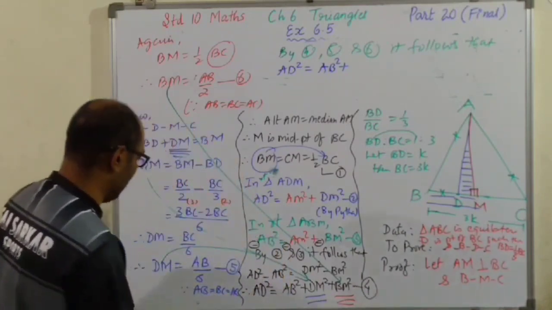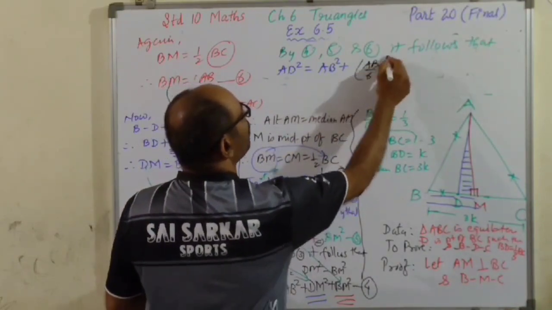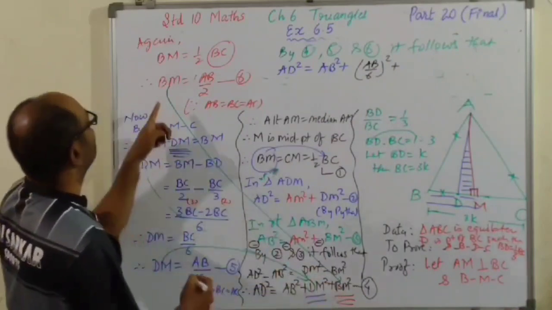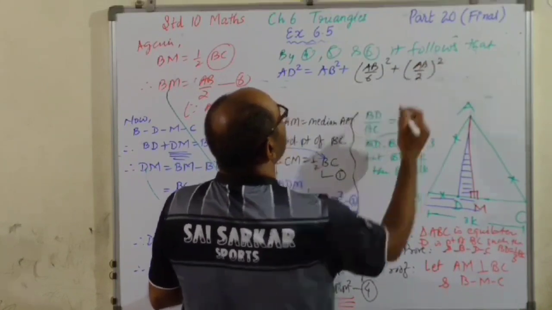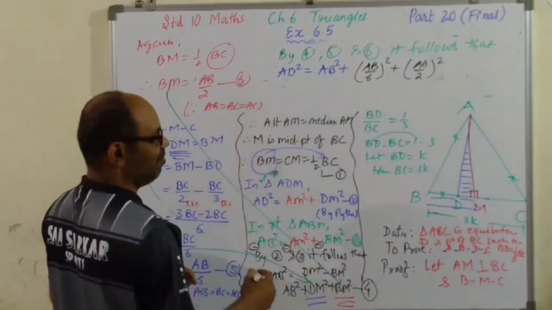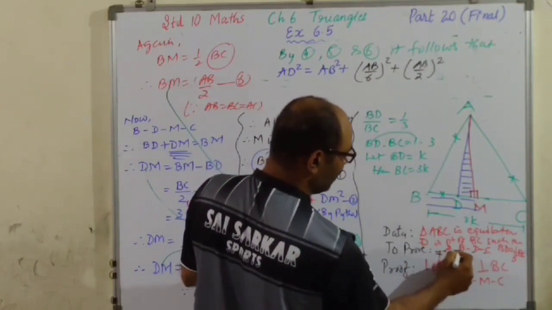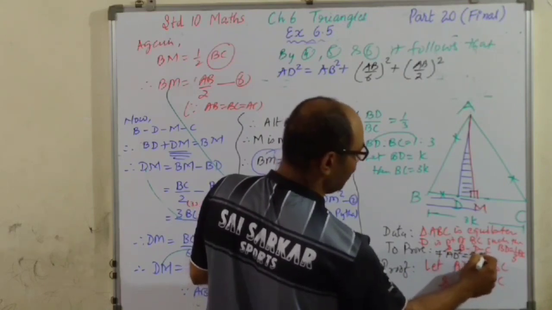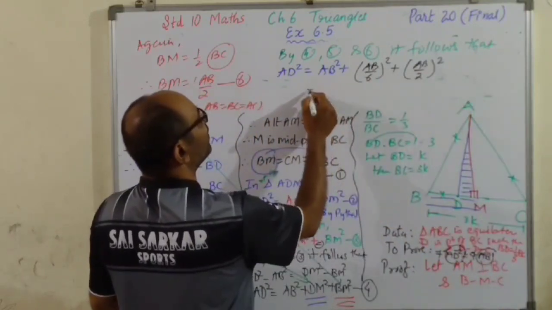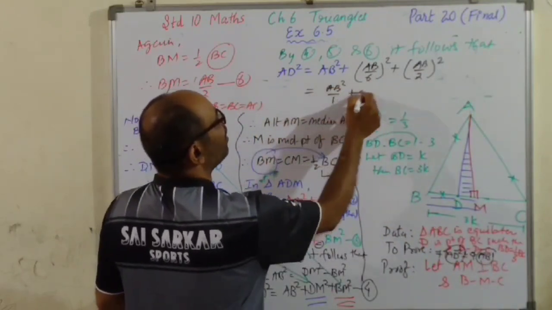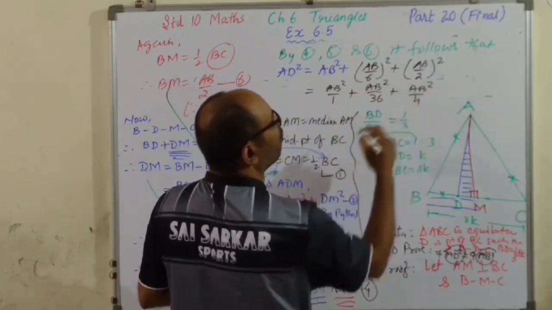Children, अब DM square की बारी. What is DM? AB by 6. So AB by 6 whole square plus बारी BM square की. BM is AB by 2 and the square. So write whole square. चलिए, जो हमें प्रूव करना था, टू प्रूव, क्या प्रूव करना है? 7 times AD square is equal to 9 times AB square. तो सिर्फ AD और AB ही है यहाँ. Okay, that is AB square upon 1 plus AB square upon 36 plus AB square upon 4.